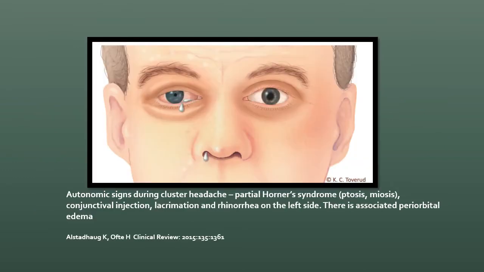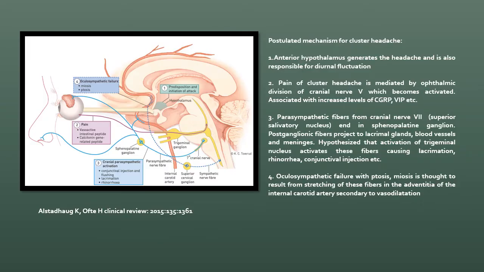This figure shows autonomic signs during cluster headache with partial Horner's syndrome, conjunctival injection, lacrimation, and rhinorrhea on the left. There is associated periorbital edema. Postulated mechanism for cluster headache. 1. Anterior hypothalamus generates the headache and is also responsible for diurnal fluctuation.